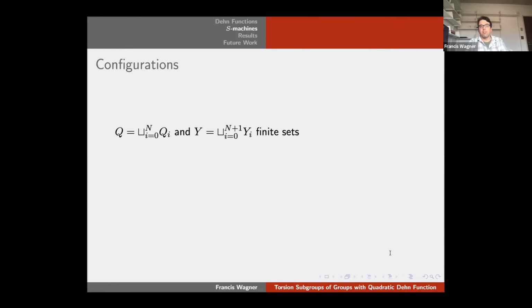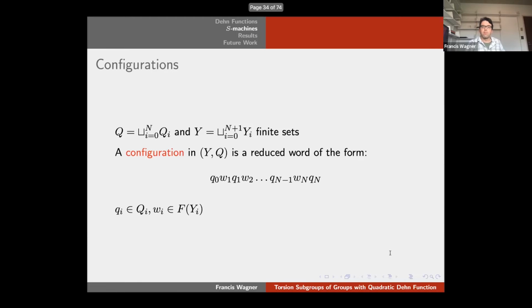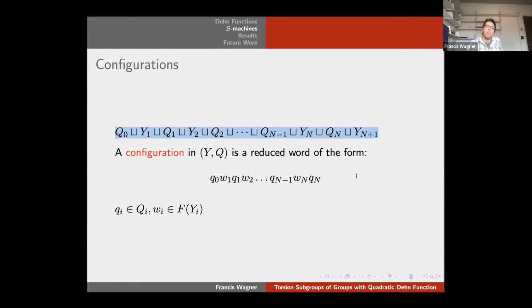So let's start off with two finite sets here, Q and Y, which we partition into many subsets, like so. Then a configuration of this double YQ is some reduced word where we take a letter from Q0, follow it up by a word from Y1, follow it up by a letter from Q1, followed up by a word over Y2, and so on and so forth, till we reach the end of the Qs. So in essence, you should be thinking of the Qs and the Ys as being put in a specific order, as so.